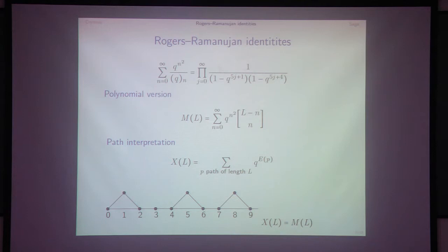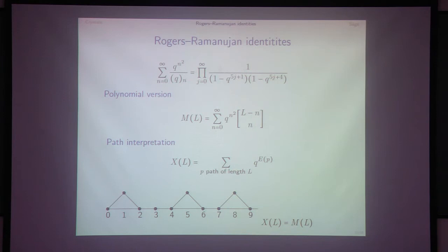Any number of particles as well? Yeah, any number of, yes, grand canonical, yes. So take this whole sum, and then actually this is equal to the m. And then if you take the length to infinity, you get precisely a path interpretation for the left-hand side of your Rogers-Ramanujan identities.